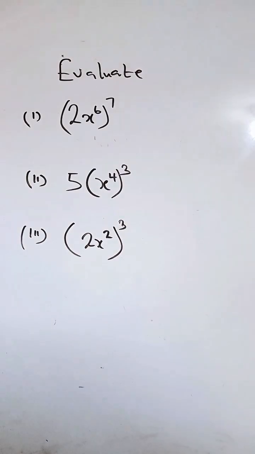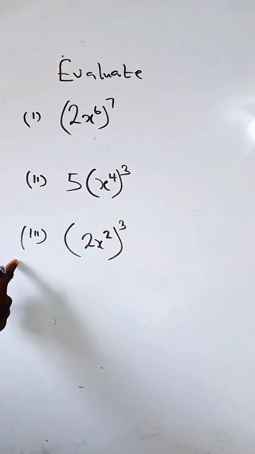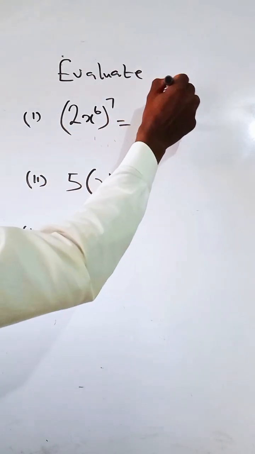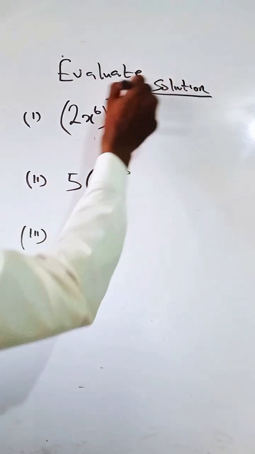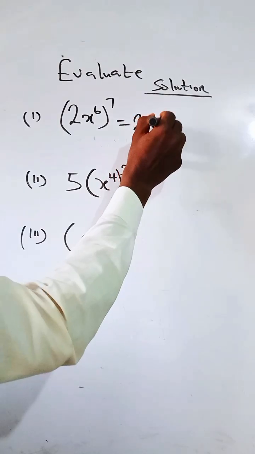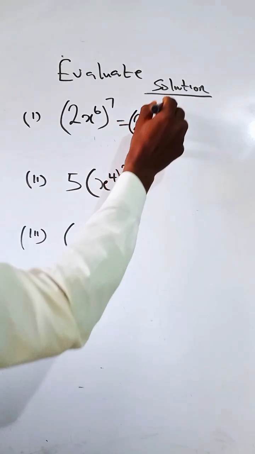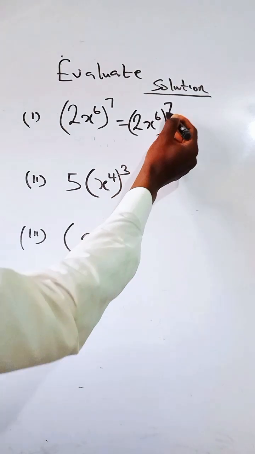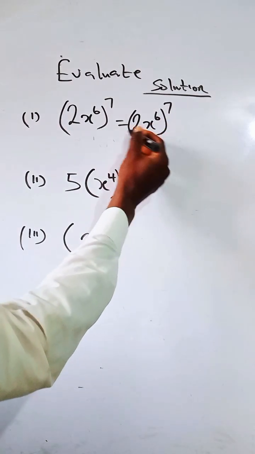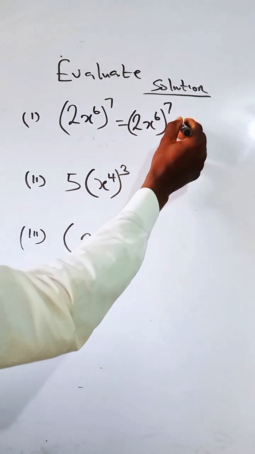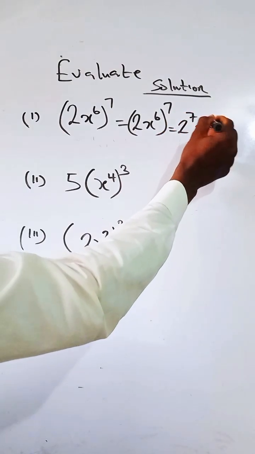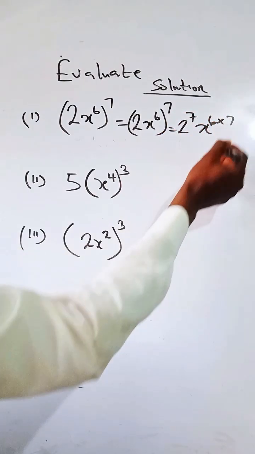Evaluate this expression. We have 3 given sets of expressions. So what do we do? Solution. We have 2x raised to power 6, raised to power 7. Now this external power affects all terms in the bracket, so we express this as 2 raised to power 7, x raised to power 6 times 7.